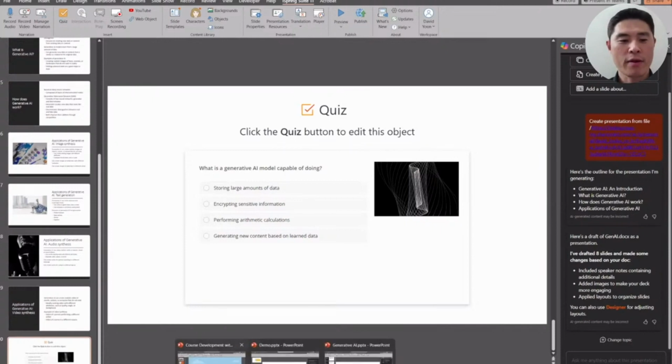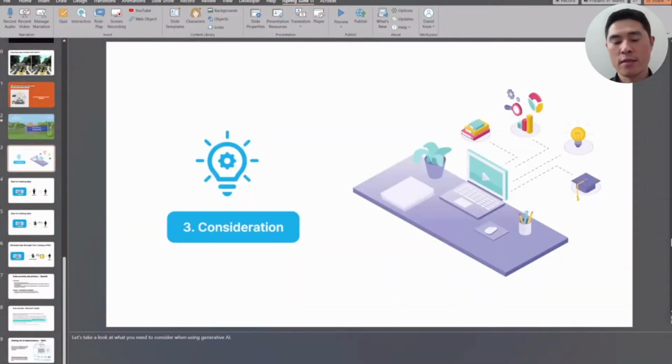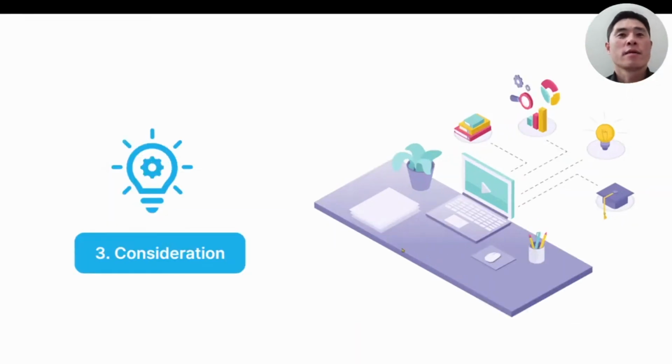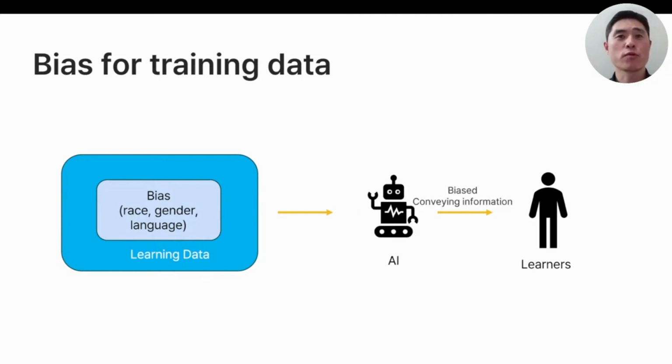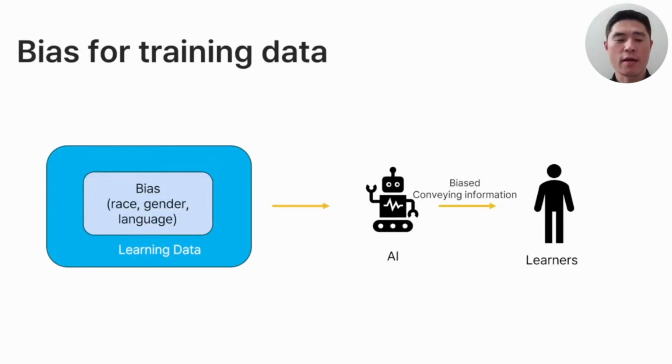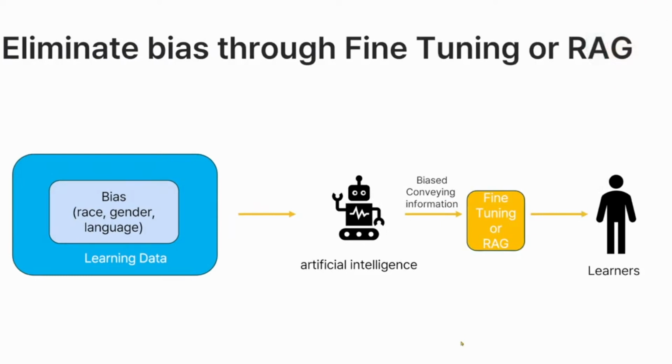The final thing that I prepared today is, yeah, let's take a look at what you need to consider when using generative AI. So on the HR side, right? There is some bias in the teaching contents, right? Like AI, the same is true for generative AI. When training generative AI, the bias can vary depending on the data that they are using during the training. So we have to remove the bias through fine-tuning or RAG. Fine-tuning means to train the AI one more time.